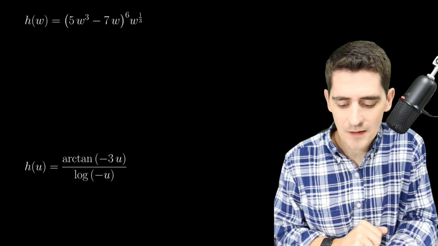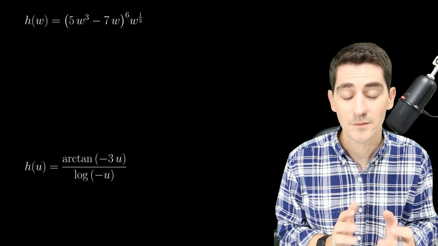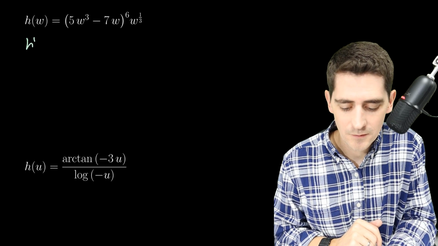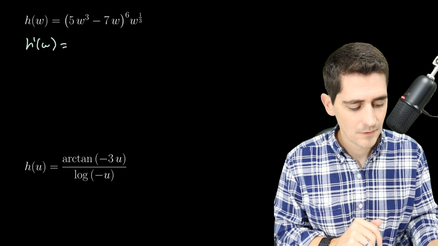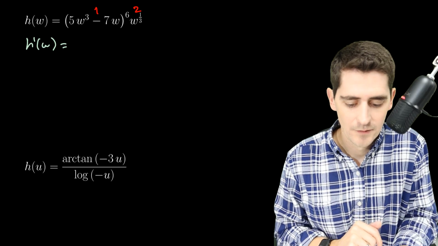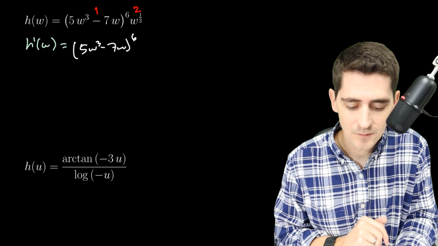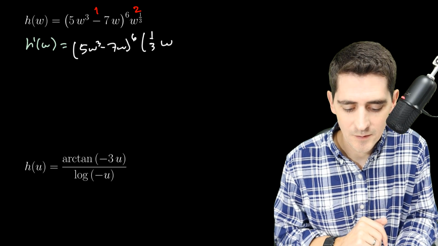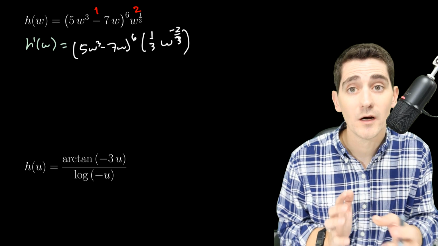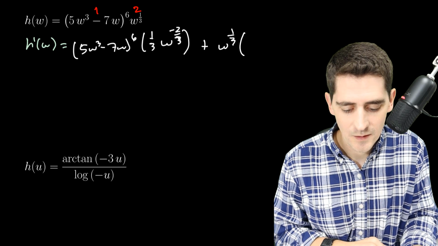Okay, this time we have h of w is (5w cubed minus 7w) to the 6th power times w to the 1/3 power. So we're going to use product rule. And don't forget that product rule is always in play. We have a 1 and a 2. So that says first to the 6th power times the derivative of the second, which is going to be 1/3 w to the negative 2/3, right? Because I'm subtracting 1. 1/3 minus 1 is negative 2/3. Plus the second times the derivative of the first.